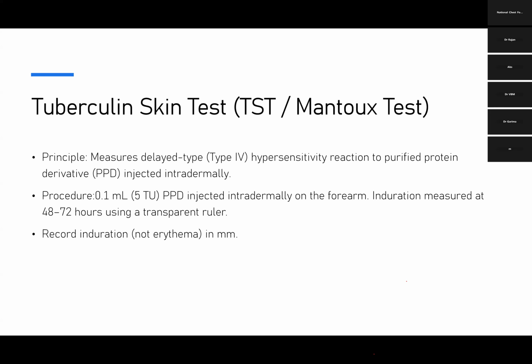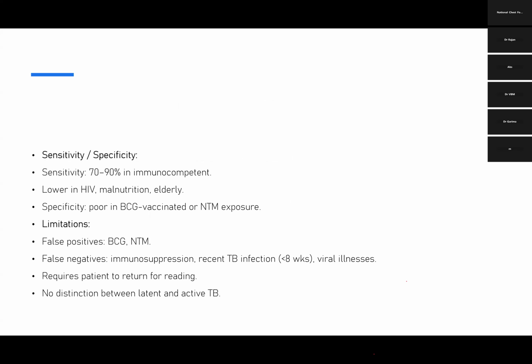So you have to record the induration in mm, not the erythema. You record the erythema, but the induration is the one that matters. Sensitivity in an immunocompetent host is 70 to 90%. In HIV, malnutrition and the elderly, sensitivity is lower. Specificity is poor in BCG vaccinated or NTM exposure. Again, limitations are false positive in BCG, NTM; false negative in immunosuppression, recent TB infection, viral illness; requires the patient to return for reading; and no distinction between latent and active TB.